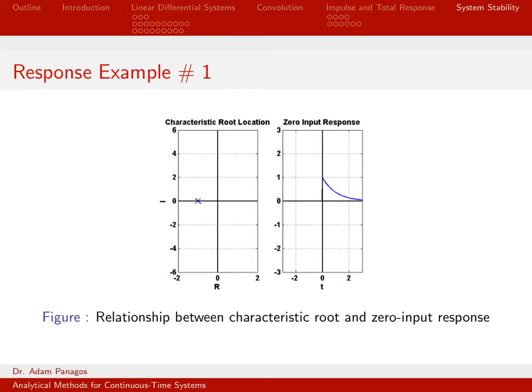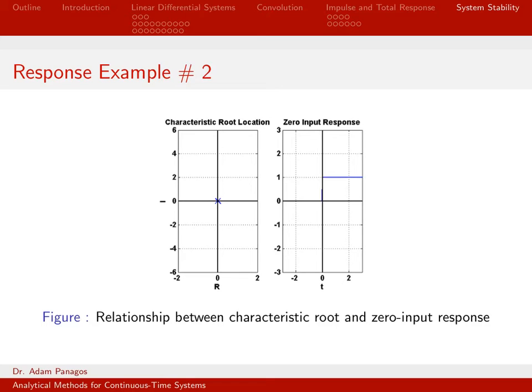So let's walk through just a few examples here, just kind of cartoony, but these definitely capture what we've been talking about. Let's look at the location of a root in the complex plane. So here is a root at -1, and see what its zero input response looks like. Since this is at -1, I have an exponential e to the -t decaying with time. So this is how the root in the complex plane determines my zero input response and how my system responds asymptotically.